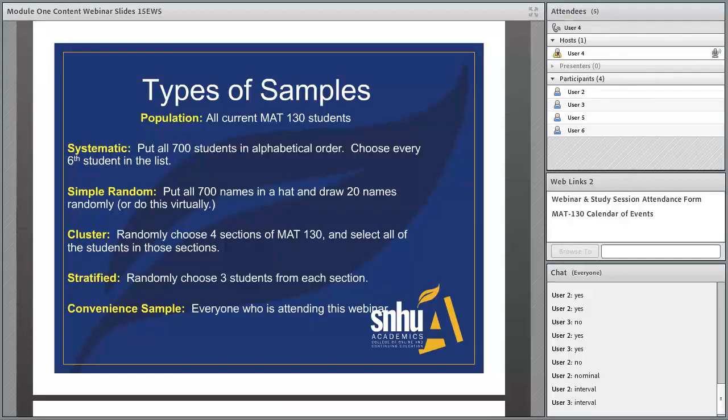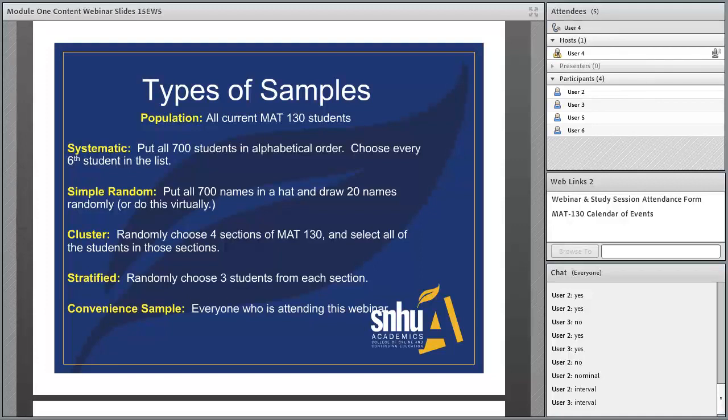So a systematic sample I could do by taking all 700 students, putting you in alphabetical order, and choosing every sixth student on the list. That will give me a sample, right? I won't have all 700 students. And it'll be somewhat random. It's not like I'm more likely to have students from one section or another section. I just go through and choose every sixth student on the list. So that's systematic.